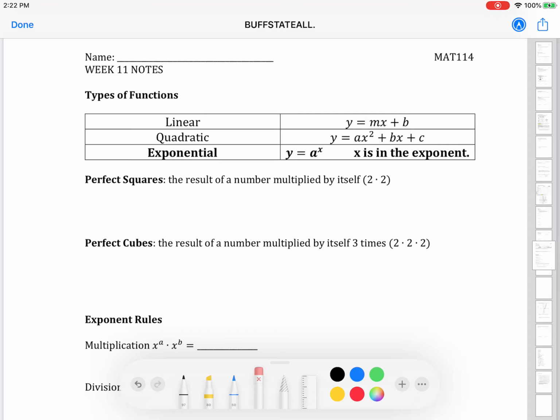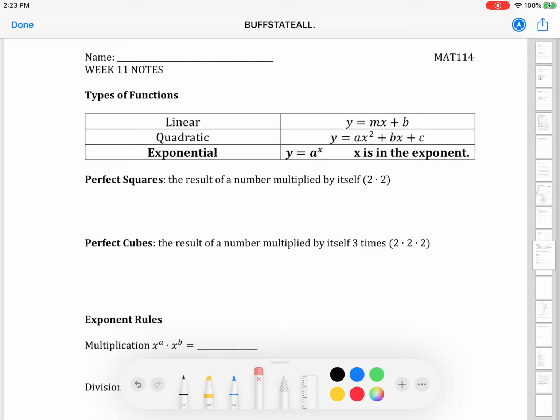Hello everyone, picking back up with the start of week 11 notes on page 101 in your workbooks. Today we're going to be digging into a whole brand new type of function called exponential functions. Before we start going deep into that, what I'd like to do is review real quick what we've done so far in this course. So we've looked at two different types of functions so far specifically.